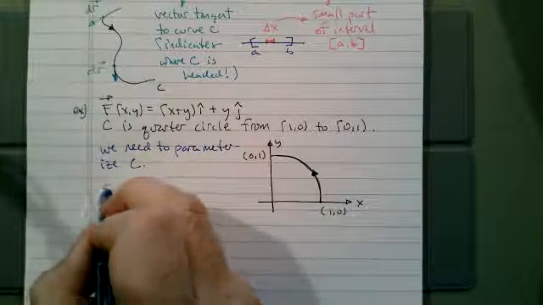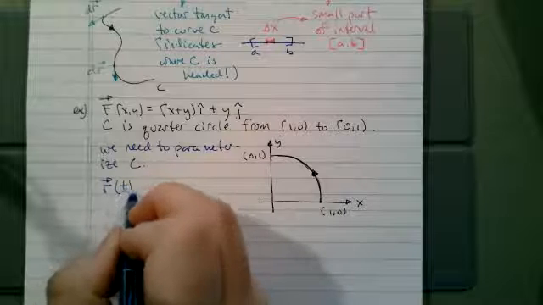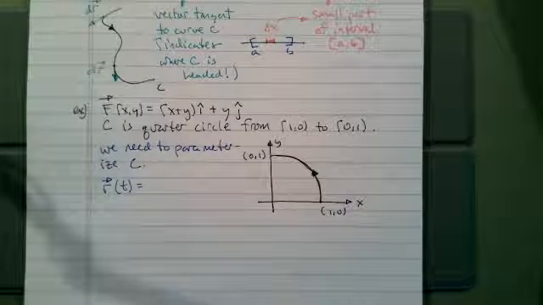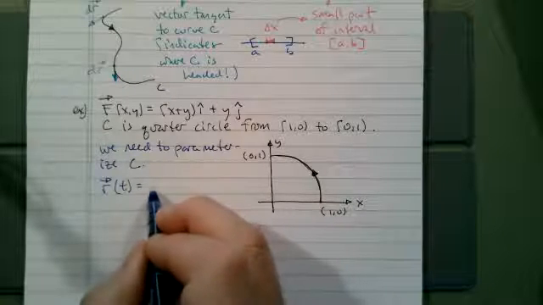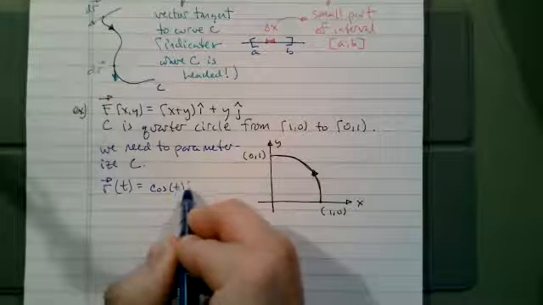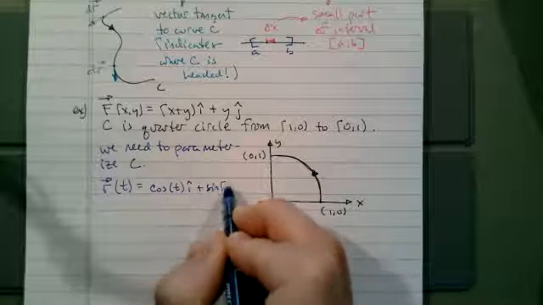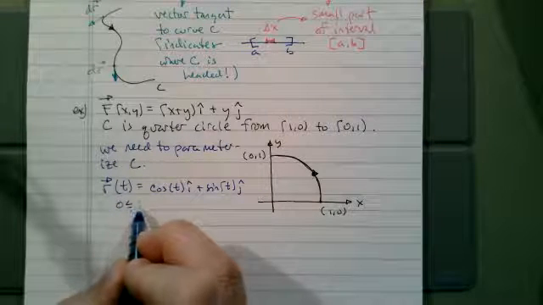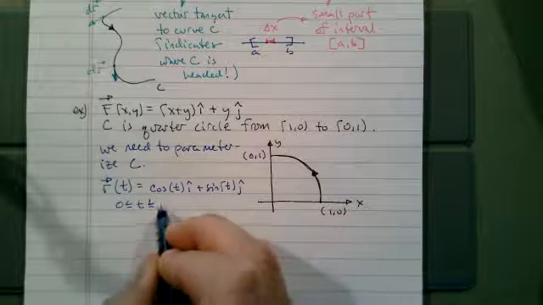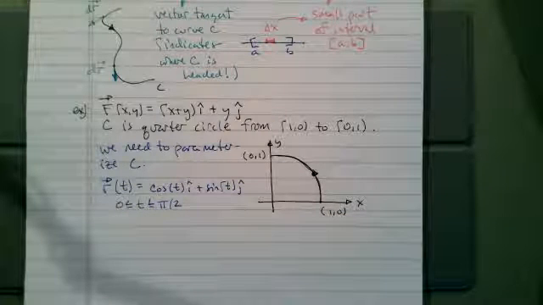So we need to come up with a vector describing the position at a time t. And here's the reason that we picked a quarter circle. What we're doing is I just took a portion of the unit circle. So the x is cosine of t and y is sine of t. So that's just going to be cosine of t i plus sine of t j. And then t is going to go from 0 to pi over 2. That's going to give us that first quarter circle.